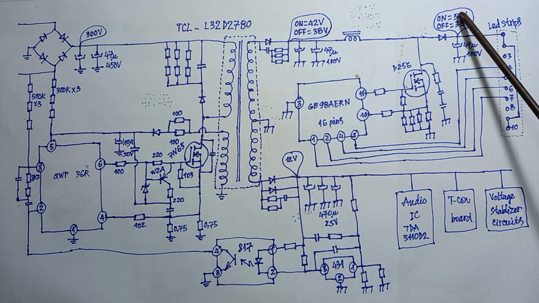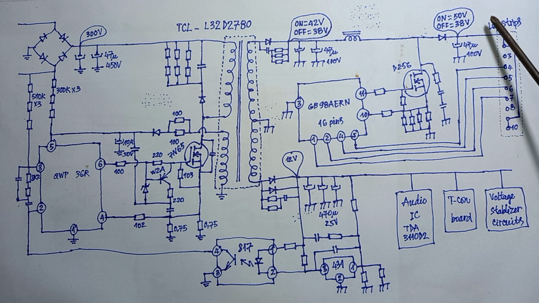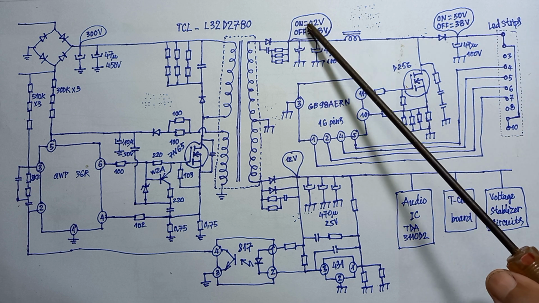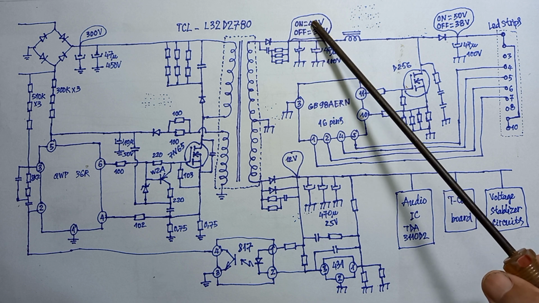The voltage here will increase to about 50 volts. The LED strips will light up. The voltage here will also increase to about 42 volts.